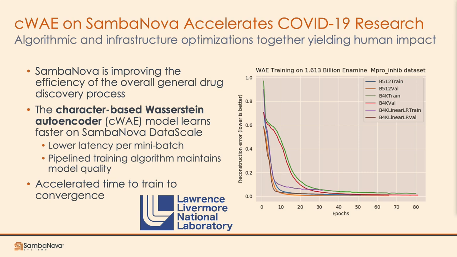It's also being used at Lawrence Livermore, which is developing drugs for COVID-19 and using it in COVID-19 research, and it's been used to implement the character-based Wasserstein autoencoder. So here the idea is that by using smaller batch sizes, you can develop more accurate models, and you can have those models converge more quickly. And key to this capability is the ability of the RDU systems to work very efficiently at small batch sizes. And so this example shows this capability.